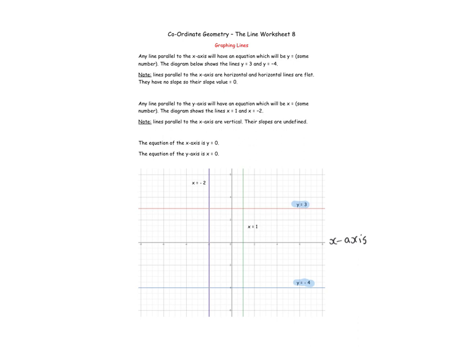Any line parallel to the y-axis will have an equation which will be x is equal to some number. The coordinate plane here shows two lines that are parallel to the y-axis, and we have x equal to -2 and x equal to 1. So the lines parallel to the y-axis are vertical, so their slopes are what we call undefined. So we can't get their slopes.